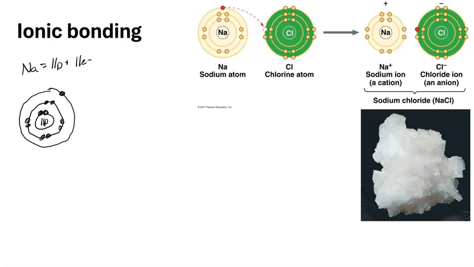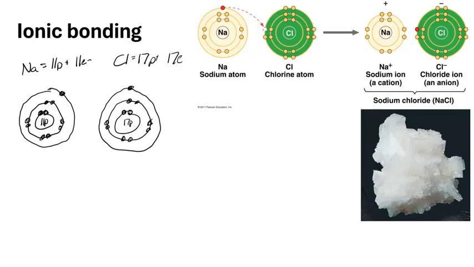Chloride has a total of 17 protons and 17 electrons to deal with, right? So we're going to do the same thing: 17 protons, the first shell, 2 electrons, 1, 2, 3, 4, 5, 6, 7, 8 electrons in the second shell, so we're up to 10. That means we have 7 to deal with. A third shell will have 1, 2, 3, 4, 5, 6, 7, right? So there are 17 electrons.